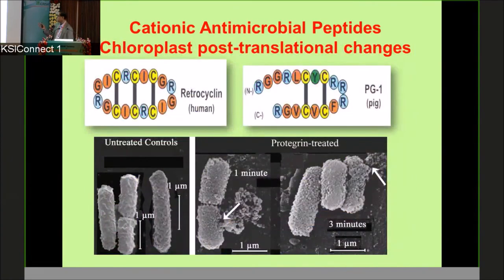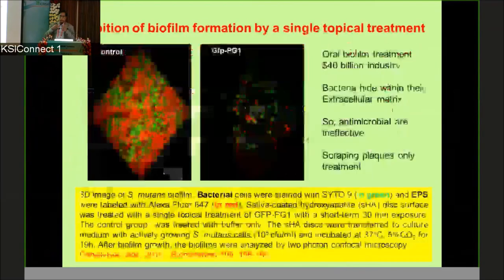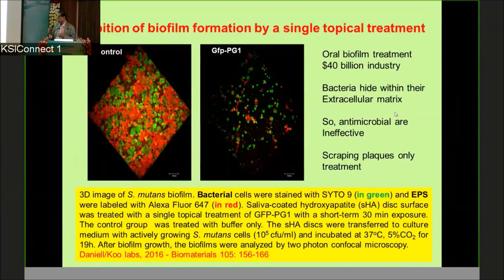From an oral health perspective, one of the major challenges is that the bacteria hide under the plaque. And no matter how much antimicrobial you put in, they cannot get in. That's because these bacteria secrete a very thick extracellular matrix; the red is the extracellular matrix, the green is bacteria. So no matter what you apply, you cannot kill the bacteria. That's why people lose their teeth and get gum disease and so on.